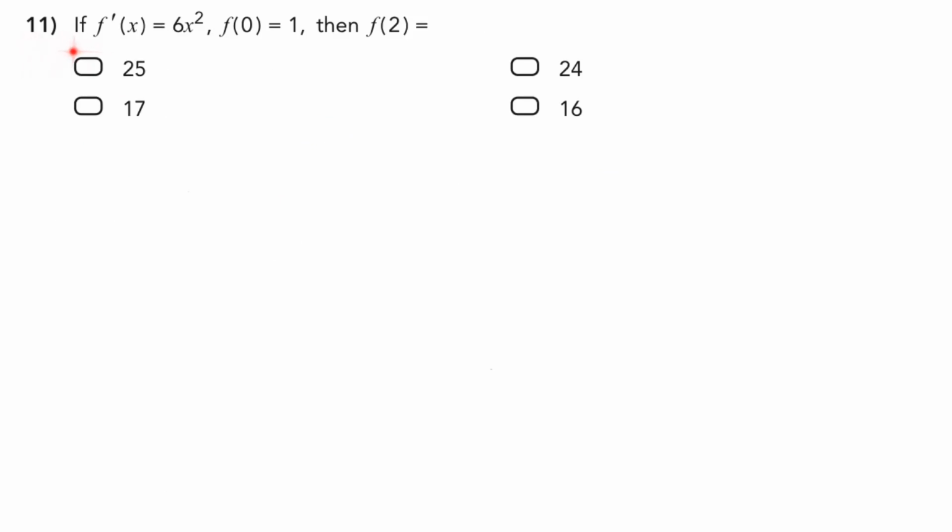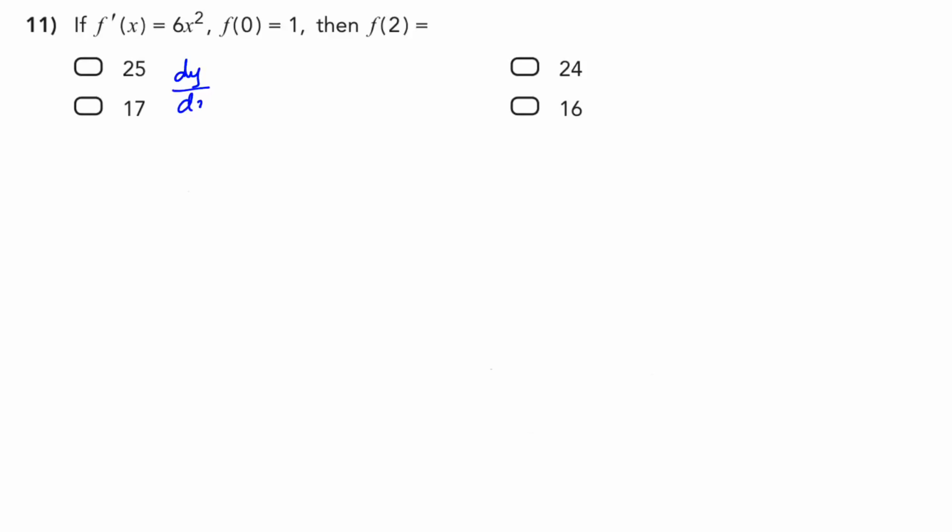Question number 11. If f dash is equal to 6x squared, f of 0 is equal to 1, then f of 2 is equal to what? This is a little different from the usual type of question. First, let's see what has been given to us. The gradient has been given to us.